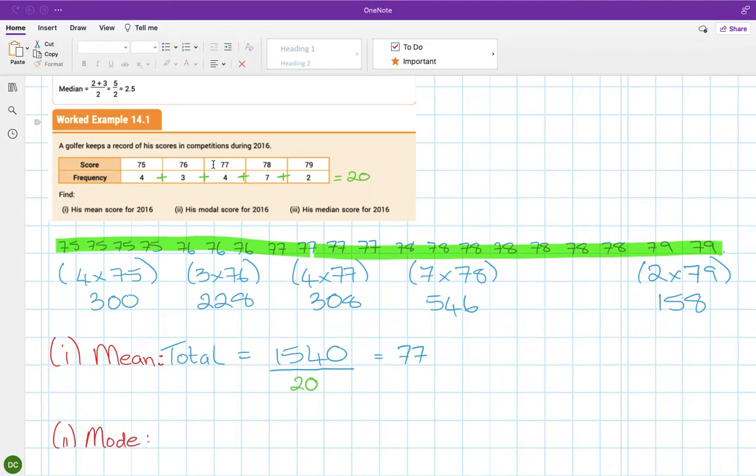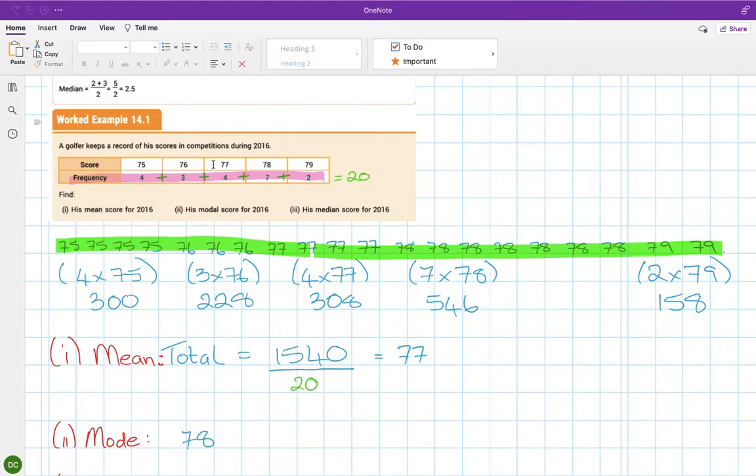So the mode should be really easy. It's the one that appears the most often, and you can tell when it's done in a table like this, you can tell really easily from the frequency which one appears the most often. So it's the 78 because it appears 7 times and nothing else does. Okay, so that's the mode done, nice and easy.